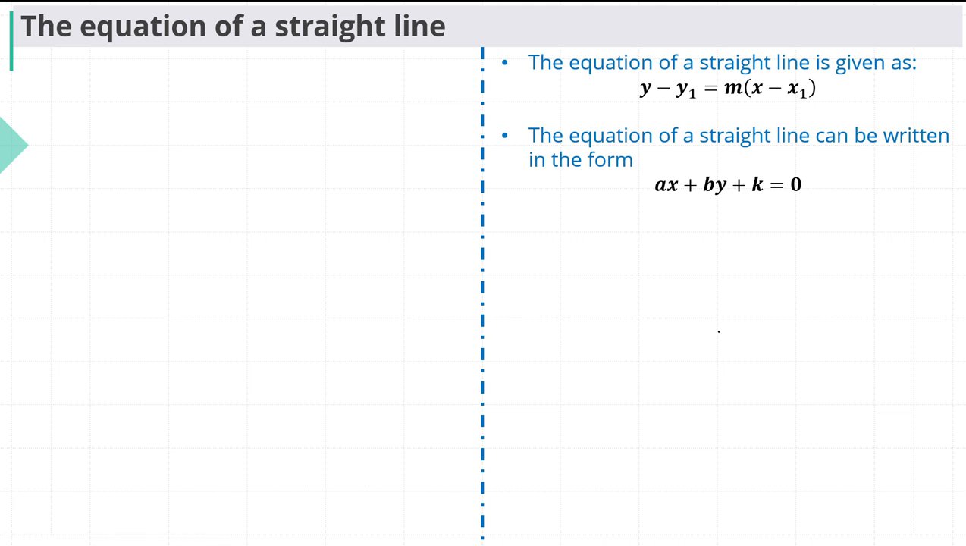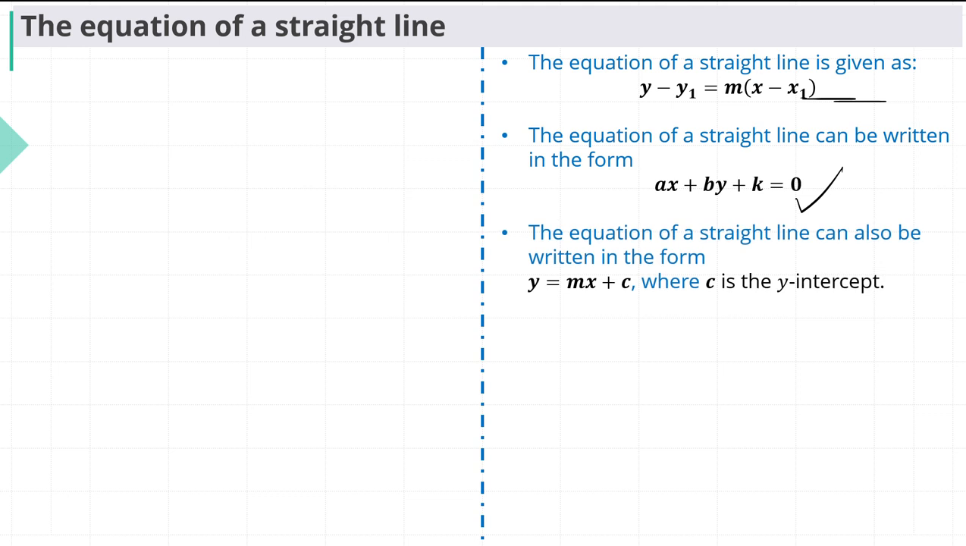We have mentioned that the general equation of a straight line is this one, and it can also be written in the form ax plus by plus k. Another way the equation of a straight line can be written is y equals mx plus c, where c is the y-intercept, the point where the straight line meets the y-axis. So we have this illustrated in the diagram. In the diagram, we see that the straight line cuts the y-axis at the point C. So it tells us that the coordinates of this point of intersection is going to be (0, c).